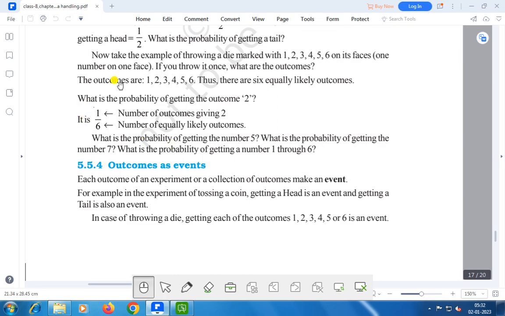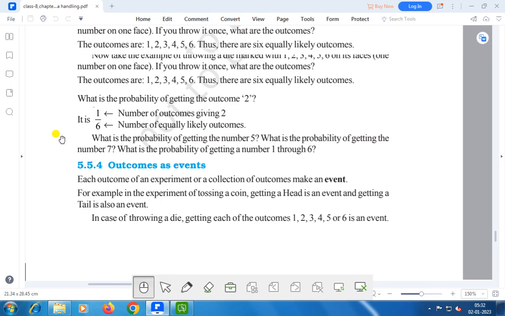Now, take the example of throwing a die marked 1, 2, 3, 4, 5 and 6 on its faces. One number on one face. If you throw it once, what are the outcomes? Outcomes are 1, 2, 3, 4, 5 and 6. Thus there are 6 equally likely outcomes. What is the probability of getting the outcome 2? It is 1 by 6. The number of outcomes giving 2 is 1, and the number of equally likely outcomes is 6.